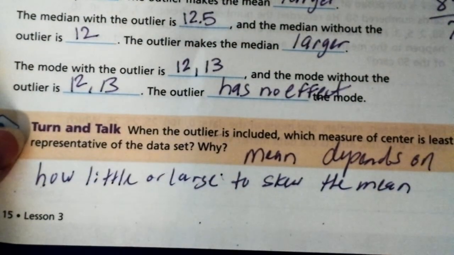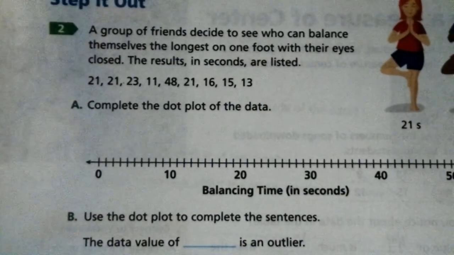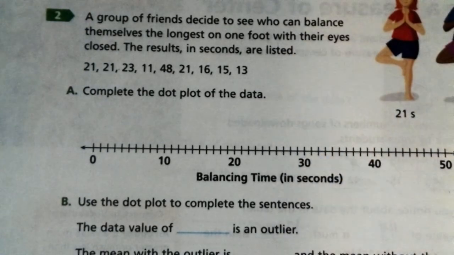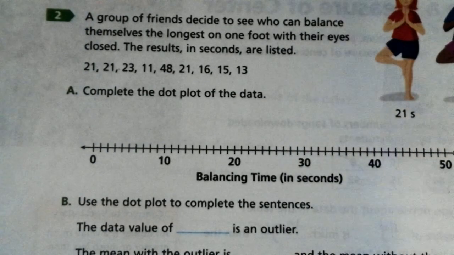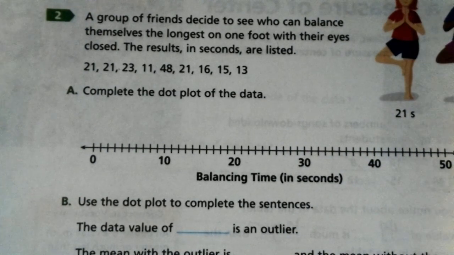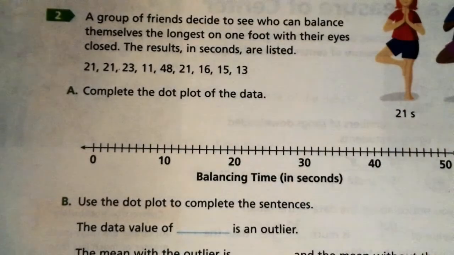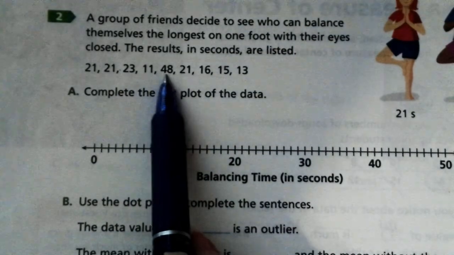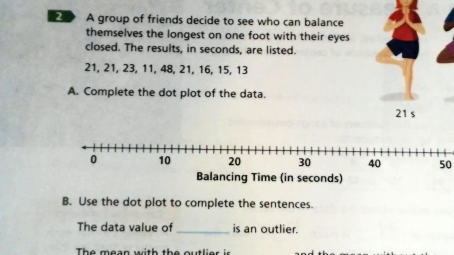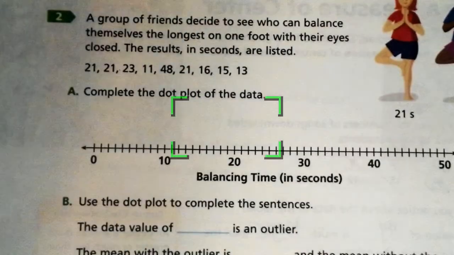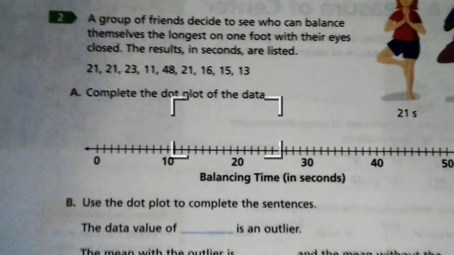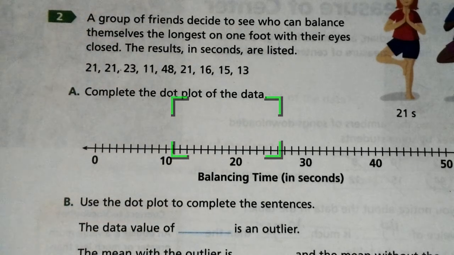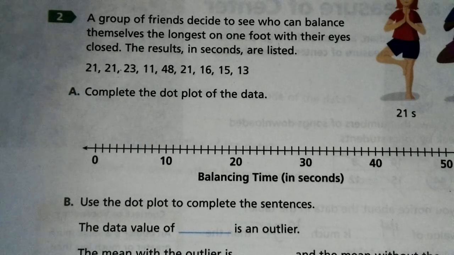All right, let's step it out. A group of friends decided to see who can balance themselves the longest on one foot with their eyes closed. The results in seconds are listed: 21, 21, 23, 11, 48, 21, 16, 15, and 13. We're going to complete that dot plot, and we're probably going to need to put them in order as well.